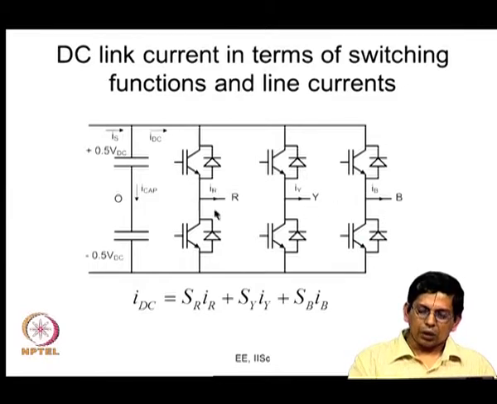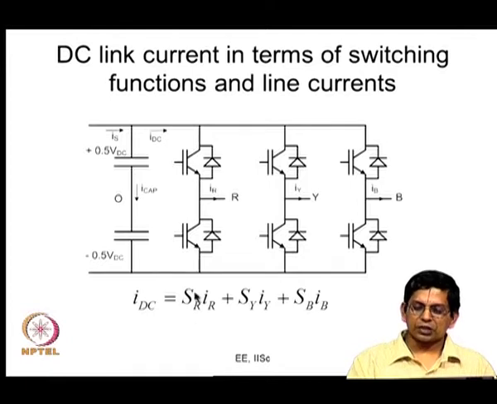Now, IR multiplied by the switching function SR is going to give you the top device current. If SR is equal to 1, then the top device current is IR. If SR is equal to 0, then the top device current is 0. So, the top device current here is SR times IR. Again, what is the top device current here? It is IY multiplied by SY. The same way here the top device current is SB times IB. So, the sum of these 3 top device currents is your DC link current, and IDC can be written like this as a sum of the product of switching function and line current.